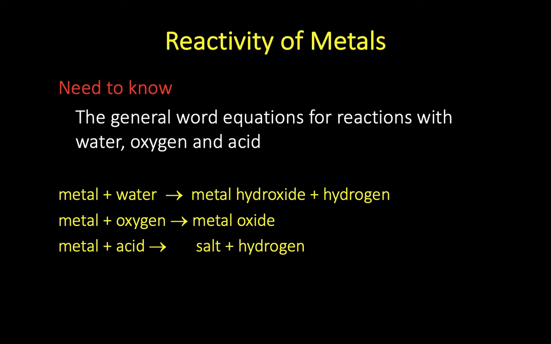So when a metal reacts with water, you form a metal hydroxide and hydrogen. When metal reacts with oxygen, you produce a metal oxide. And when a metal reacts with acid, you get a salt and hydrogen.